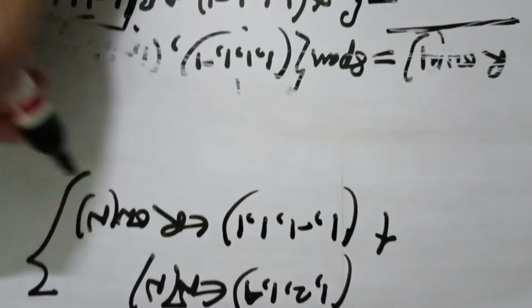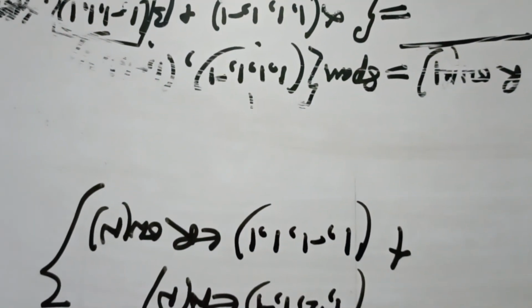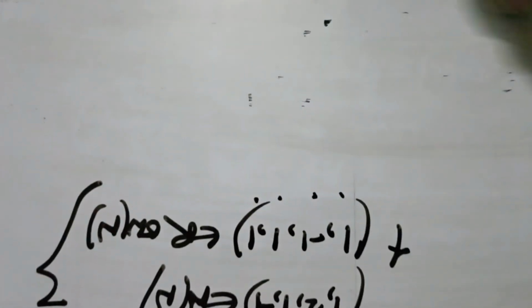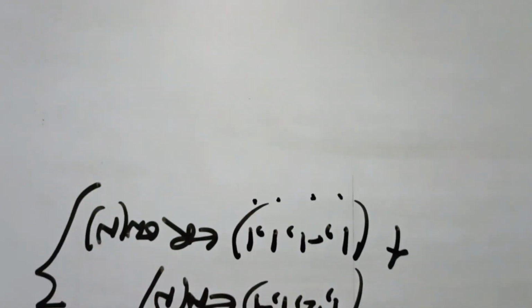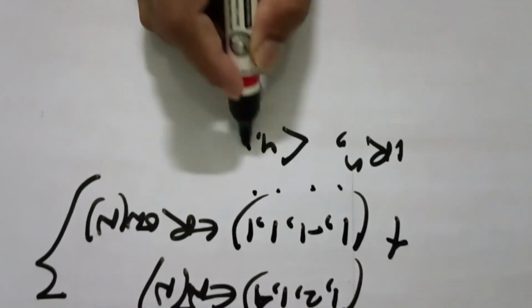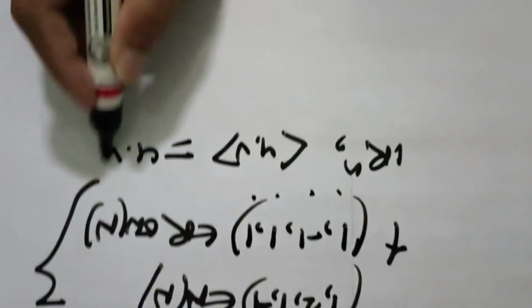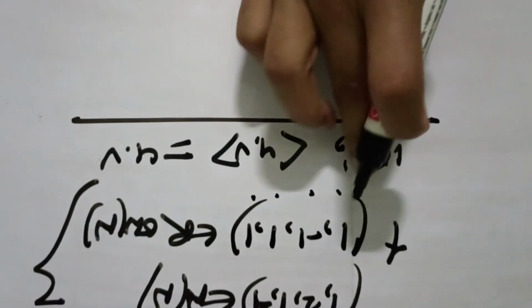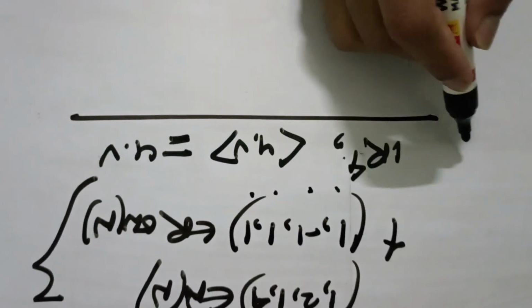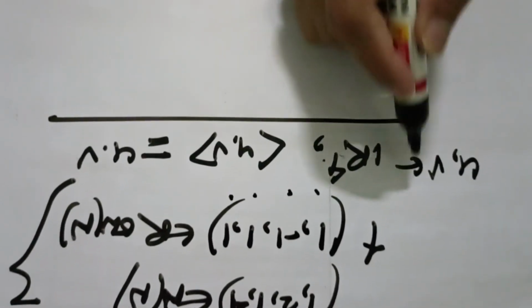Now we know this is all about R^n. In R^4, all of these vectors live in R^4 because they are 4-component vectors. So we know that in R^n, the inner product is nothing but the dot product. In R^n, the inner product of any two vectors u, v is nothing but the dot product u dot v. So if it is R^4, then the inner product of any two vectors is nothing but the dot product.